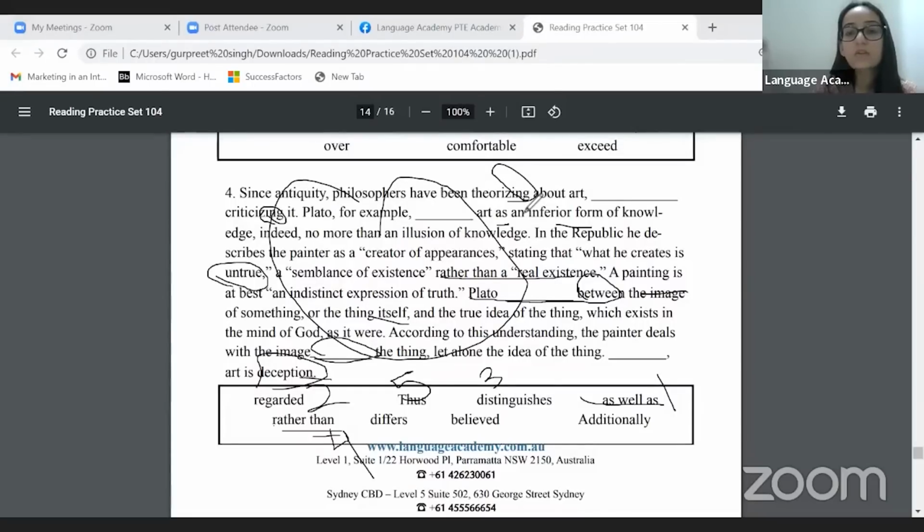So regarded goes with as, distinguishes is better than differs. Also differs goes with from, and distinguishes is used when between and 1 and 2 are written after the blank. Rather than, because we have to show negativity. If we put as well as, there is nothing negative in that sentence. And the last one is the conclusion. So that is why thus should be the answer.